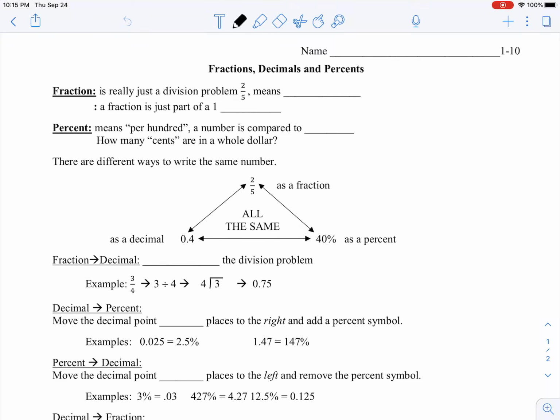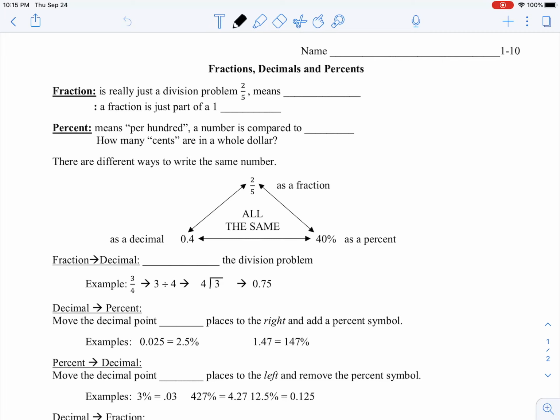Hello again. Today we're going to be talking about fractions, decimals, and percents, and how to convert between each one. So really easy. These are all just examples of rational numbers here. We've talked about rational numbers quite a bit.